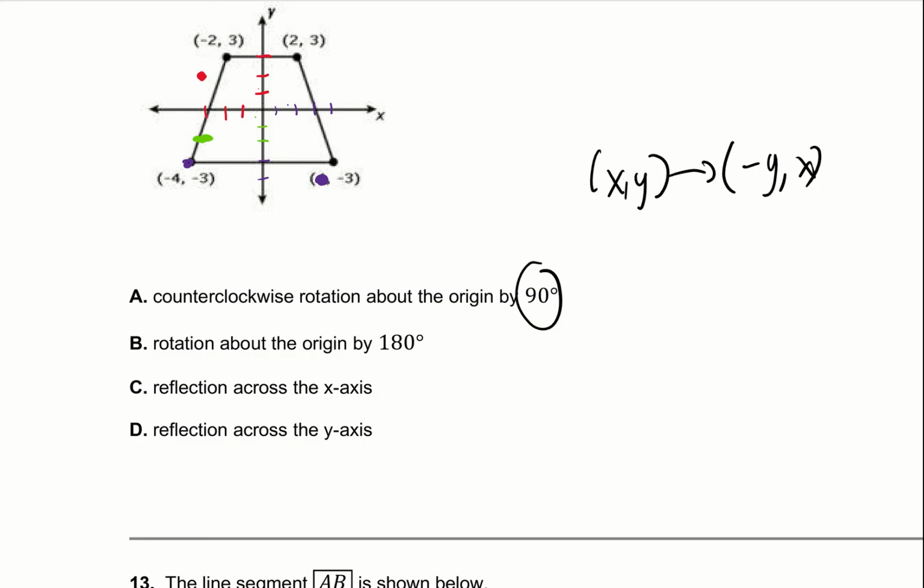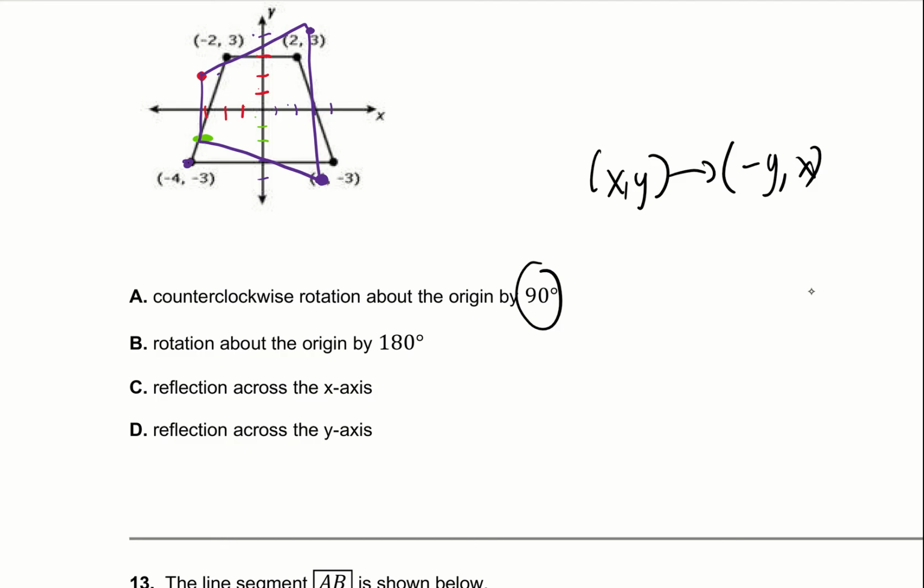That'll be around here. And then this coordinate, which was at 4, negative 3, will transform into 3, 4. So you can kind of see that if I did that rotation, it would look like that. And that definitely does not look like the original shape. So definitely not a counterclockwise rotation about 90 degrees.